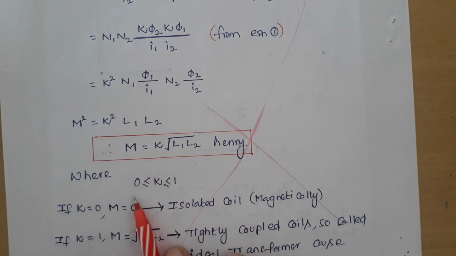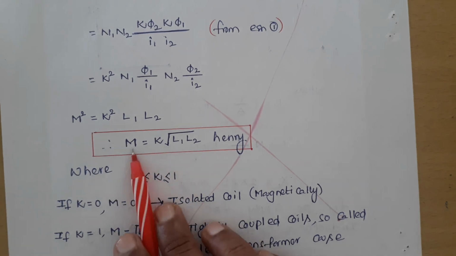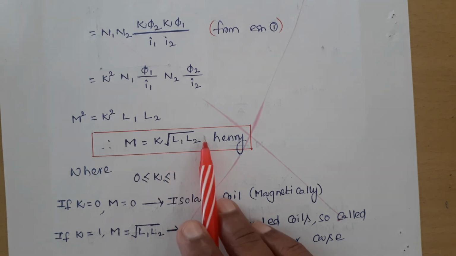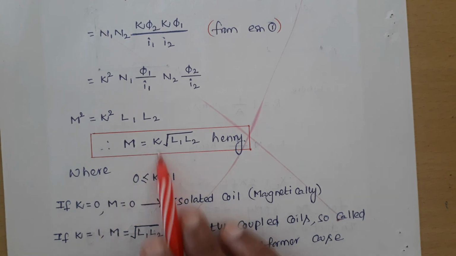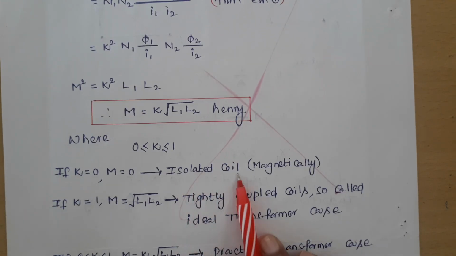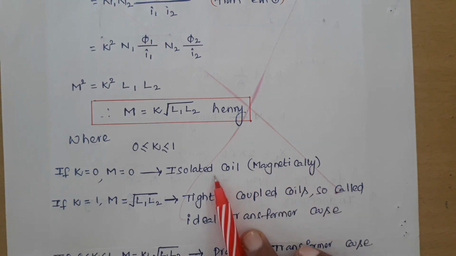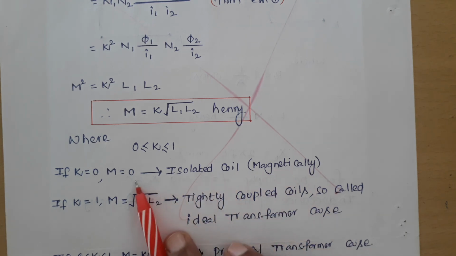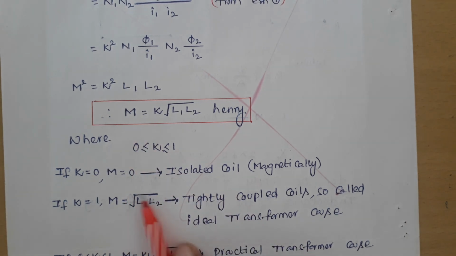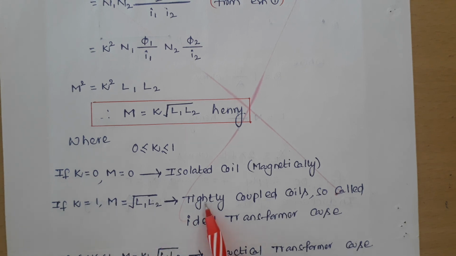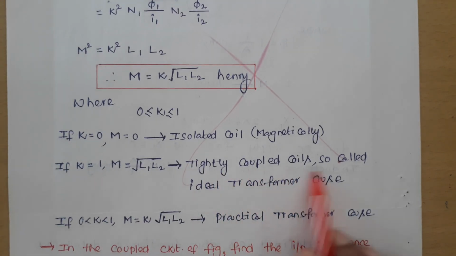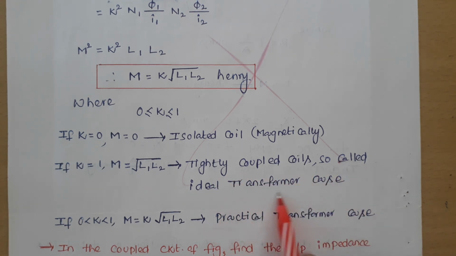Here K ranges from 0 to 1, and 0 and 1 are included. When K equals 0, mutual inductance M equals K times root L1 L2, so M equals 0. That is said to be an isolated coil, or magnetically isolated coil. When K equals 1, M equals root L1 L2. This is called tightly coupled coils, the so-called ideal transformer case.